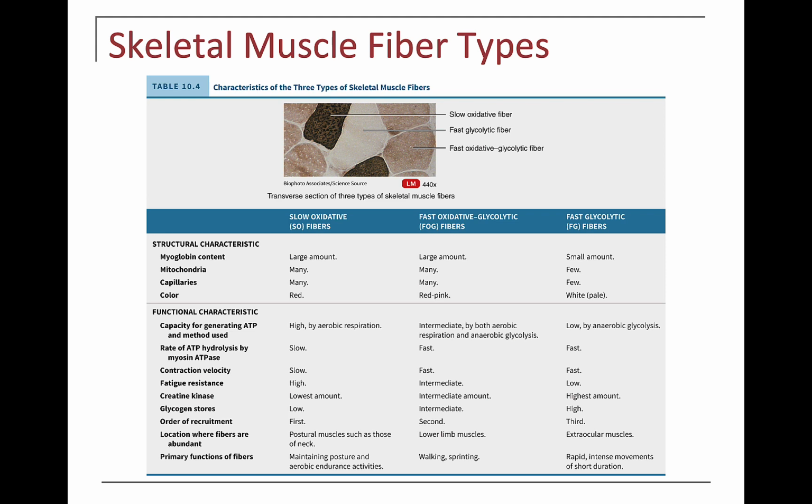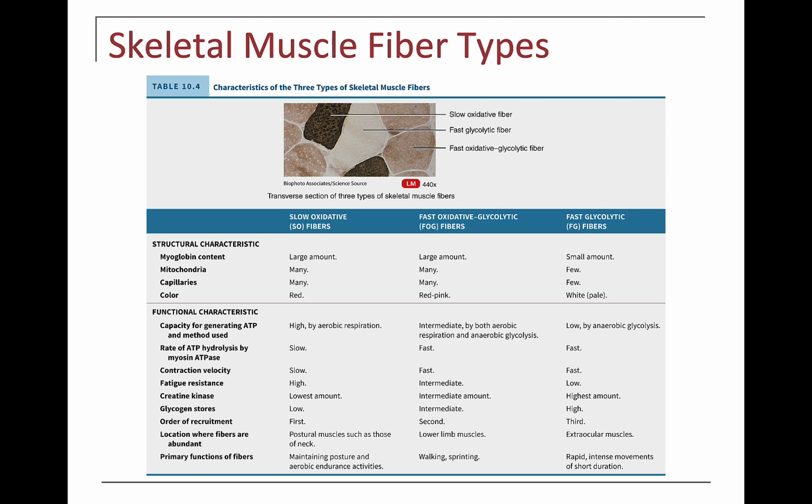So we can see the slow oxidative fibers, their primary function are maintaining posture in aerobic endurance activities. Fast oxidative glycolytic fibers are walking and sprinting type movements. Fast glycolytic are for rapid, intense movements or short duration movements. So we'll see some examples of those.